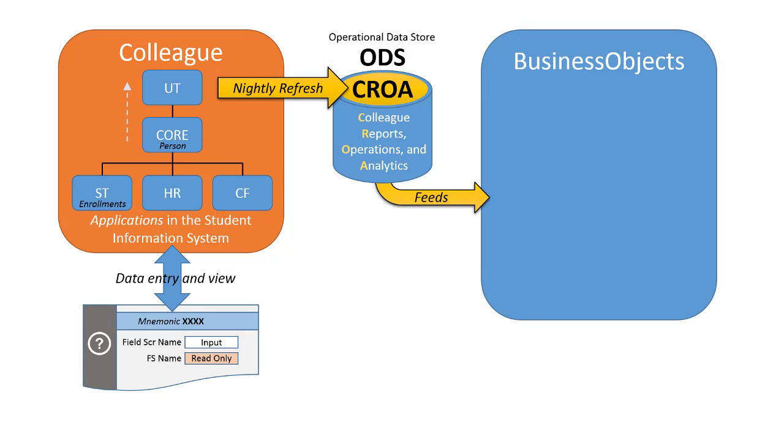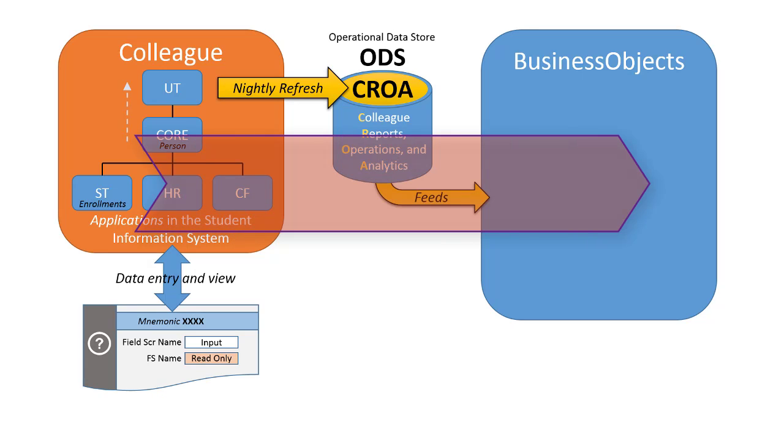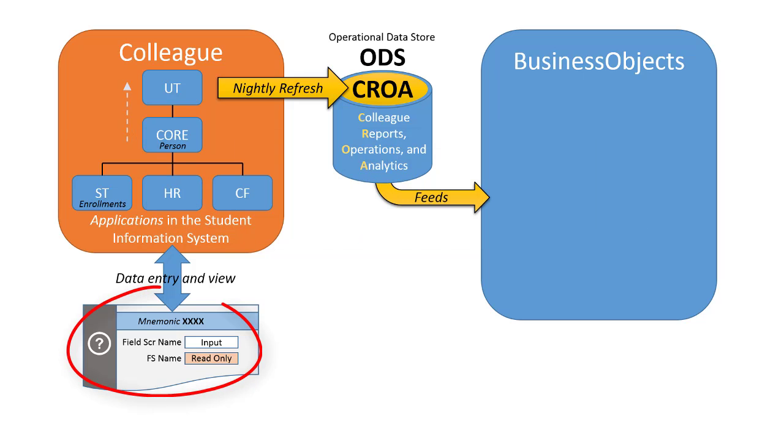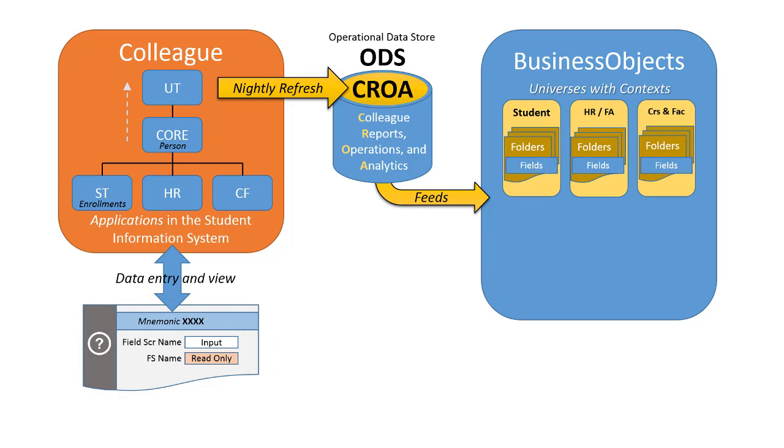Business Objects is fed data from CROA. Note that all of this is a one-way system. Nothing in CROA or Business Objects will change the data held in Colleague. That can only be done by a mnemonic. Business Objects houses multiple universes, collections of related tables of data, each containing multiple contexts, linked tables, and data fields.